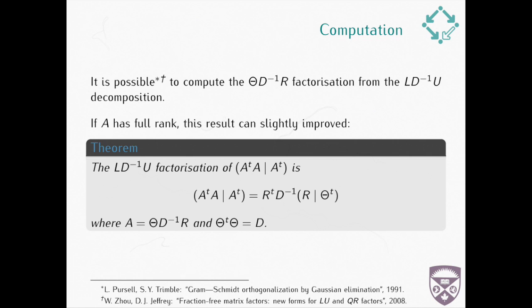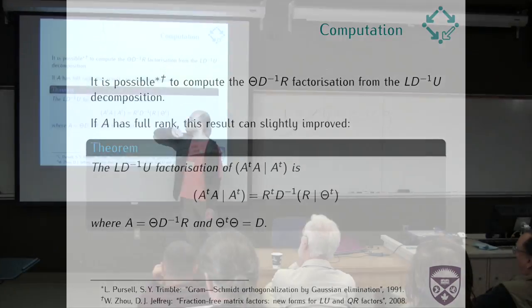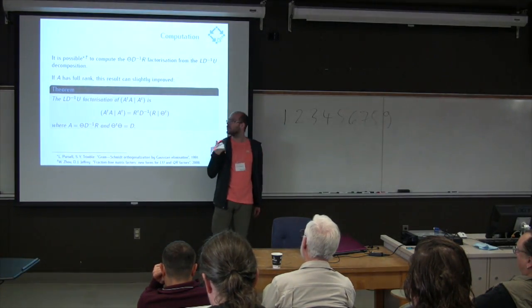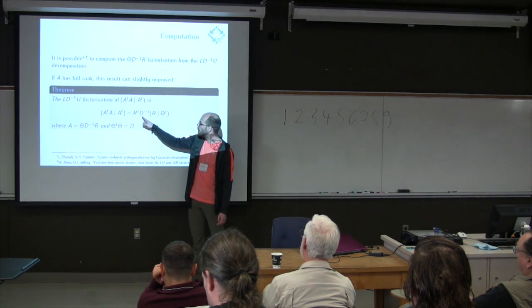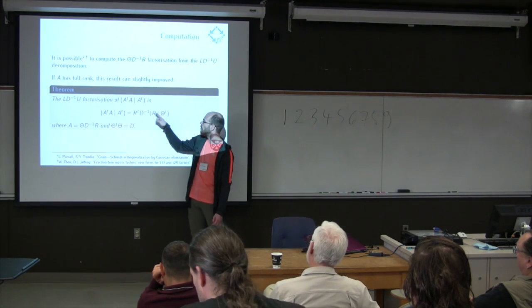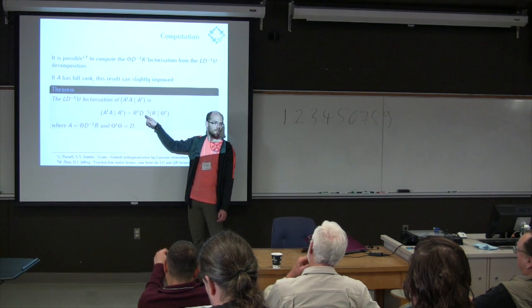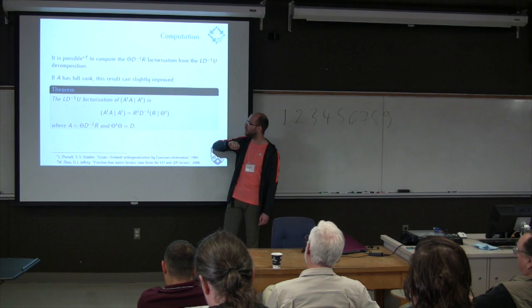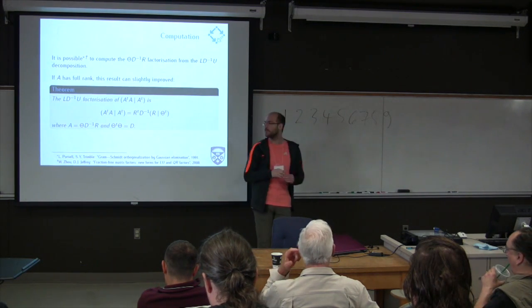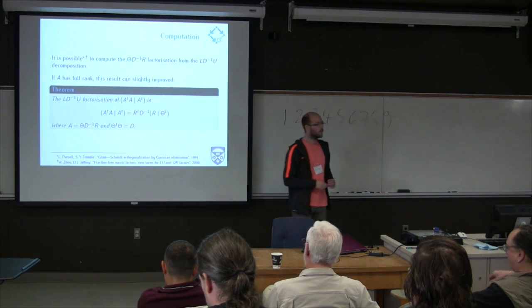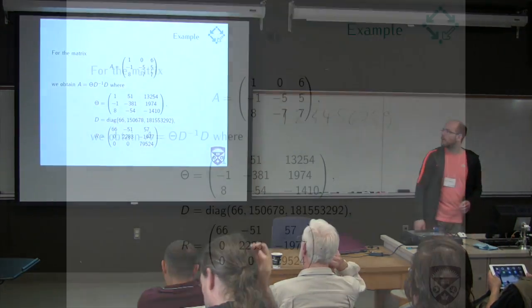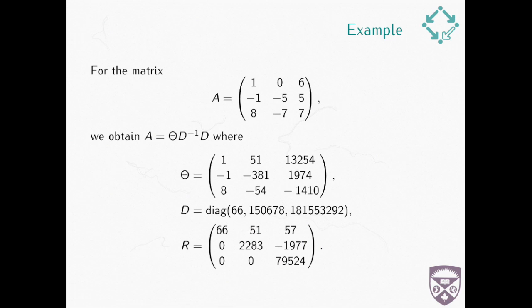So this was found in the 90s. If you take this matrix here, A transpose times A, and you add another block of A transpose, and you do an LDU decomposition, you get a factorization from which you can get all the components of the QR decomposition. So this was known for the normal non-fraction-free decomposition, and has been extended to fraction-free decomposition as well. Here's an example of that.